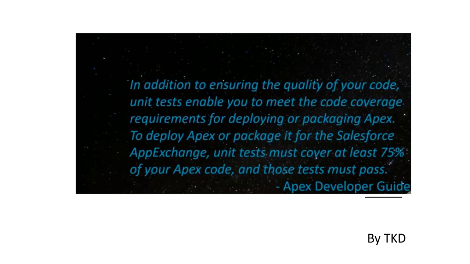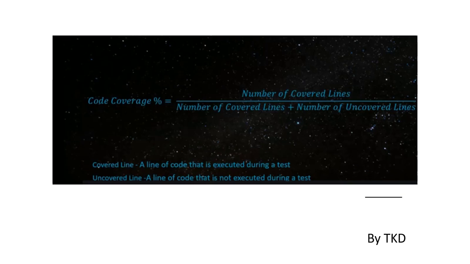It tells us that we have a code coverage requirement for any of our code to move into production so that it can be used by our users. So we need to have at least 75% of our code covered for it to be able to be deployed. So friends, what does coverage actually mean?